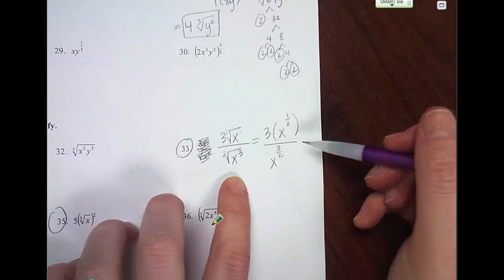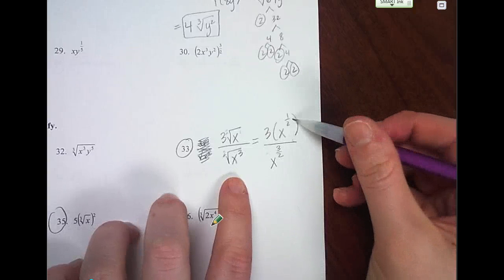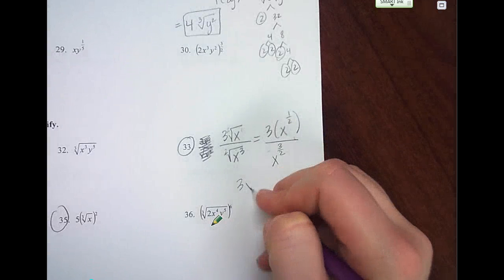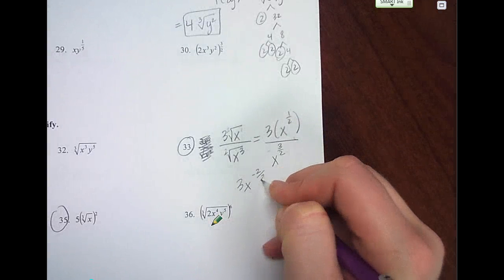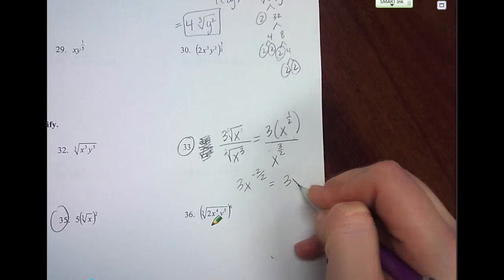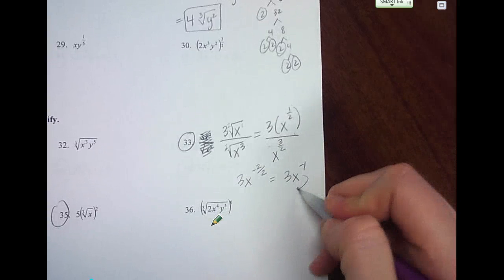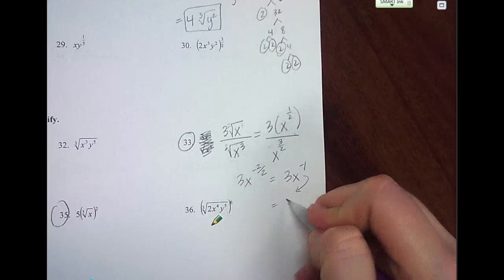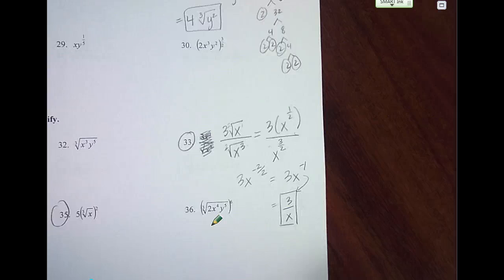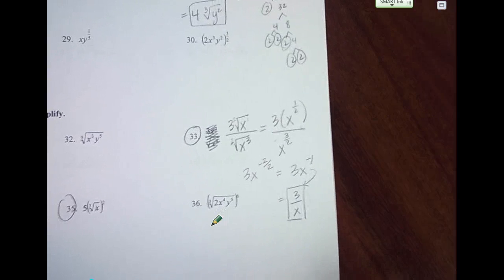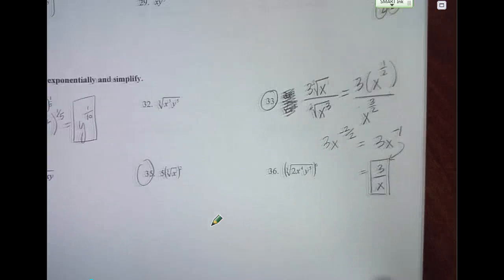Okay, then because I'm dividing, I'm going to subtract. So 1/2 minus 3/2 would give me x to the negative 2 over 2, which reduces to negative 1. And then to make that positive, move it to the bottom. So my answer would be 3 over x. So we did some like that on the notes and on the homework. I would go back and practice those because those are a little bit tricky.